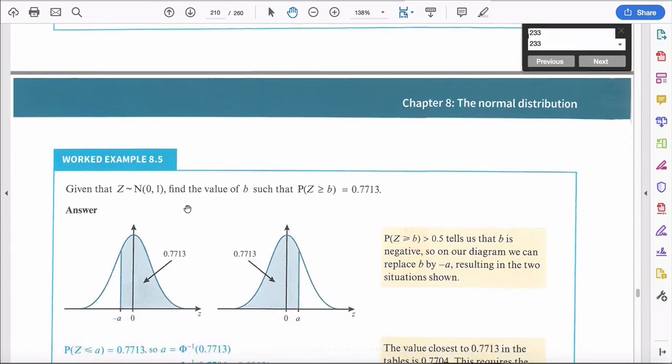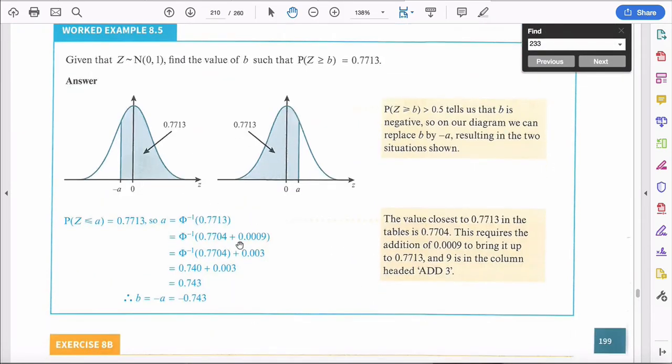Now let's see some more cases here. It says again, Z has normal distribution with 0 and 1. Find the value of B such that the probability of Z greater than B is 0.7713. Because it is normal, 0 is the mean, and as it is symmetrical, the half of the bell is 0.5, the half of the bell is 0.5. It is 0.7713 after B, the area is 0.7713.